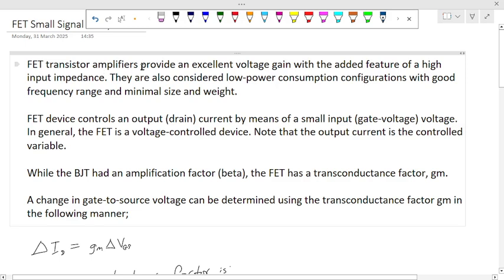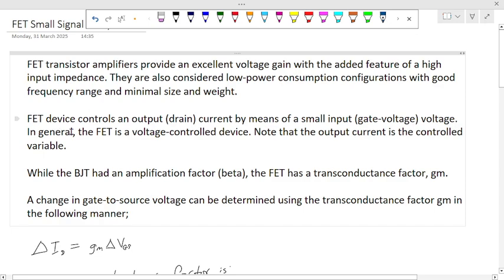Field Effect Transistor amplifiers provide an excellent voltage gain with the added feature of high input impedance. That's something to take note of. They have high input impedance. Now they also consider low power consumption configuration with good frequency range and minimal size and weight.